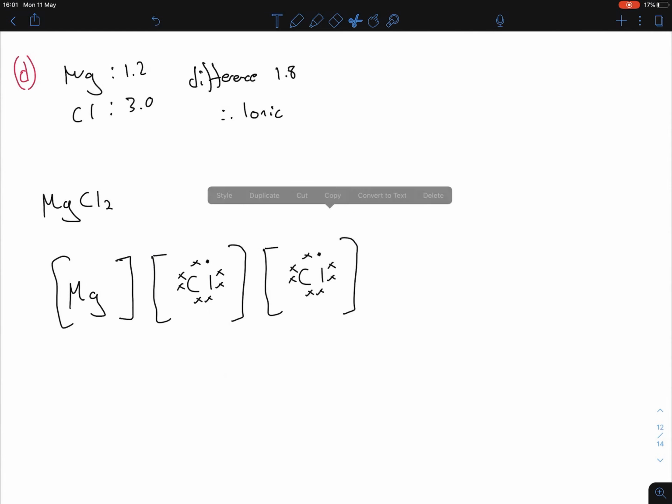Now, you have to put in the charge. Magnesium has lost 2 electrons, so therefore it's now going to be 2 plus. A chlorine has taken 1, so therefore it's going to be a minus and a minus.